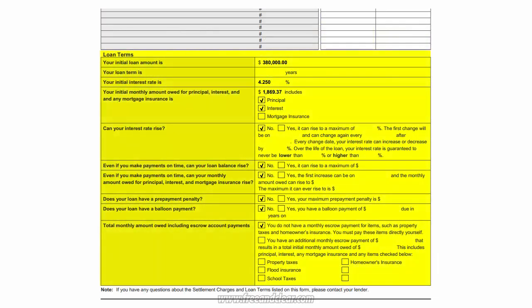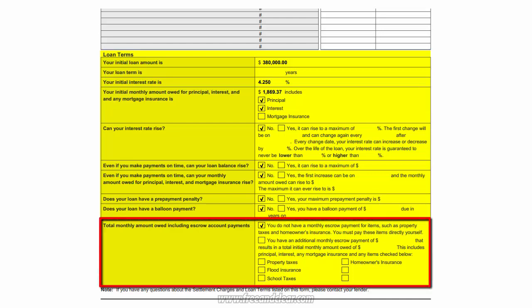The bottom of page 3 of the HUD-1 summarizes key mortgage terms, including mortgage amount, interest rate, and monthly payment. This table also reviews the key features of the mortgage, such as if the interest rate, mortgage balance, and monthly payment can increase, and if a mortgage has a prepayment penalty or a balloon payment. Because we're looking at a fixed rate mortgage with no prepayment penalty in this example, the answer to all these questions is no.